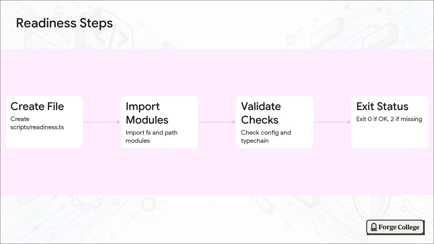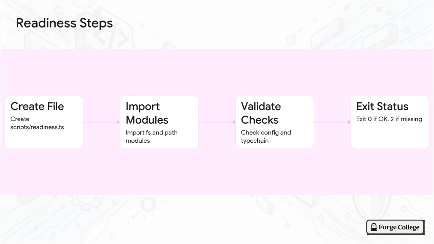We're going to script this in 4 super easy steps. First, we create a readiness file. Second, we import our file system and path modules. Third, we write a simple function to validate our configs and the TypeChain output. And finally, step 4, we establish an exit status. 0 means everything is perfect, and 2 means, hey, we have some missing items.